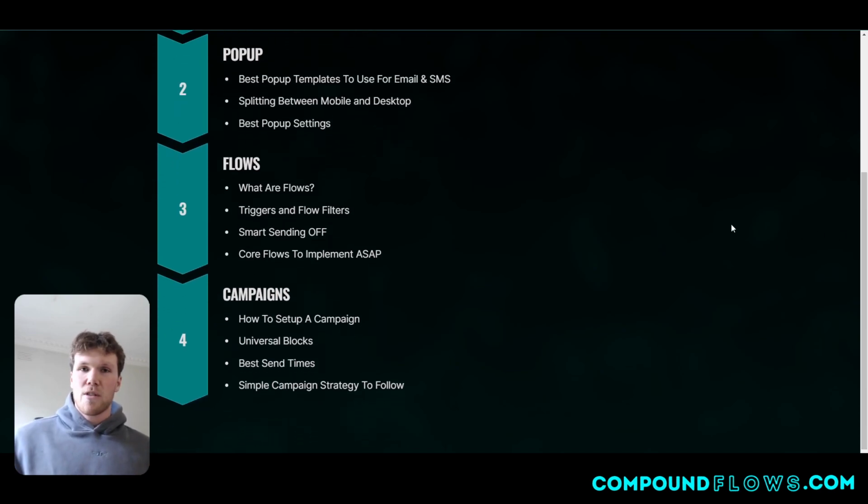Flows, we're going to just go over flows. What are flows? What are the triggers, flow filters, all of that. Why you need to turn off smart sending, and some of the core flows you want to implement ASAP. And just lastly, going over campaigns, how to set up a campaign, some universal blocks, what they are, what they do, some things you can do with those, some of the best send times, and a simple campaign strategy to follow, especially if you are completely new to email marketing. We're going to cover all of this right now, so let's get into it.